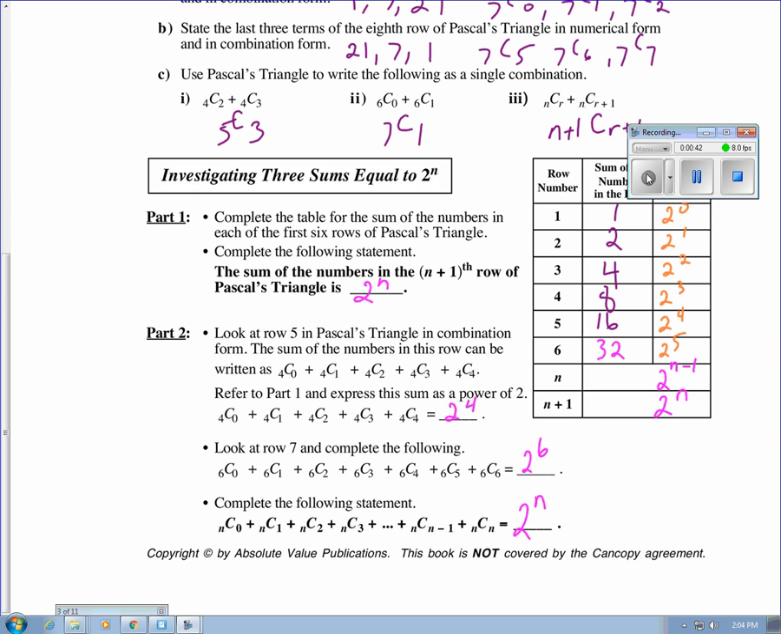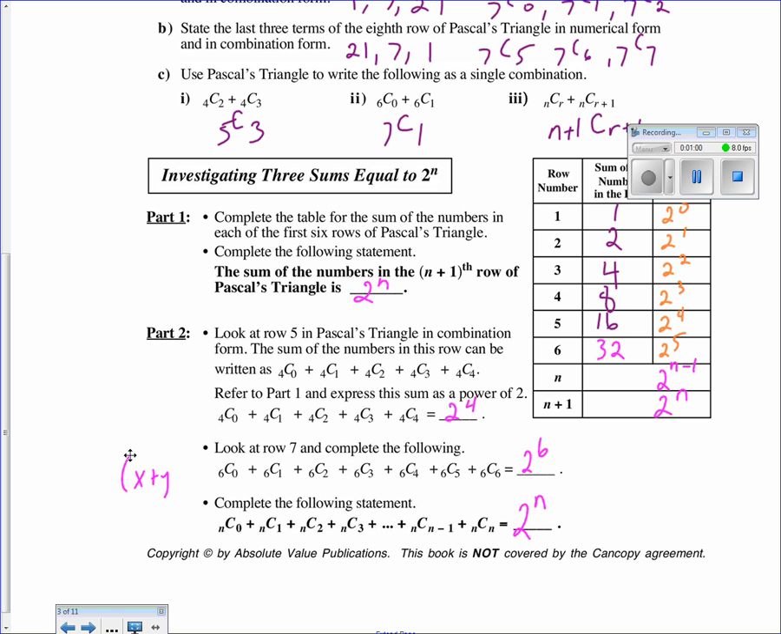You've got to watch how the row number is related to the number of possibilities. So row 5 deals with 4 binomials. Row 7 deals with 6 binomials. Technically, row 7 is the result of (x + y)^6. And here I'm looking at the last one as (x + y)^n, so I don't have a row reference, I've just got a power reference. So my exponent reference is going to be my answer for my 2^n.